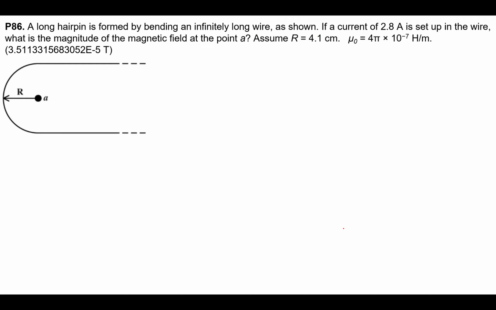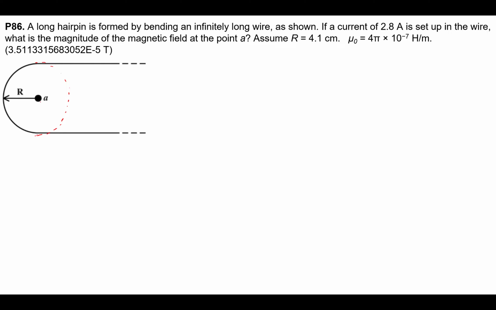And the next problem, a long hairpin is formed by bending an infinitely long wire. Okay, it is infinitely long. If a current of 2.8 ampere is set up in the wire, what is the magnitude of magnetic field at the point A? So apparently it's the center of this circle.